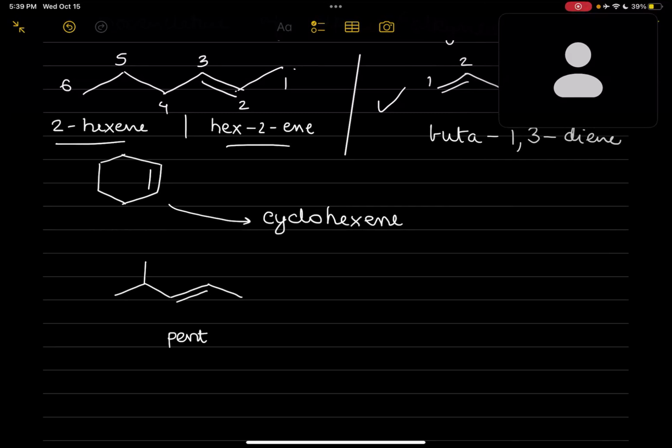But should we start the numbering from this side? No, the other side. Why? Because the double bond is closer over there. We need to give the priority to the double bond, not to the substituent first. So it is 4-methylpent-2-ene. Got it?